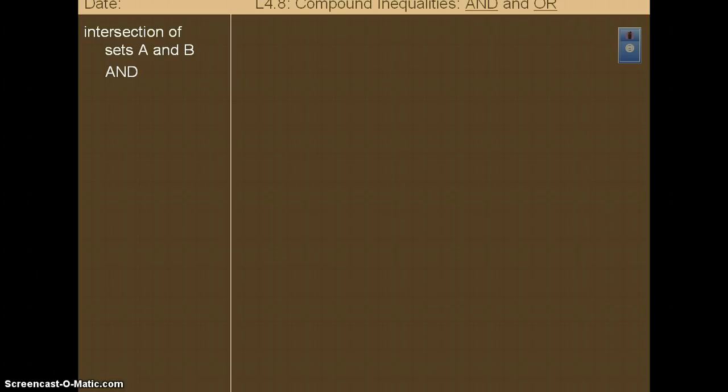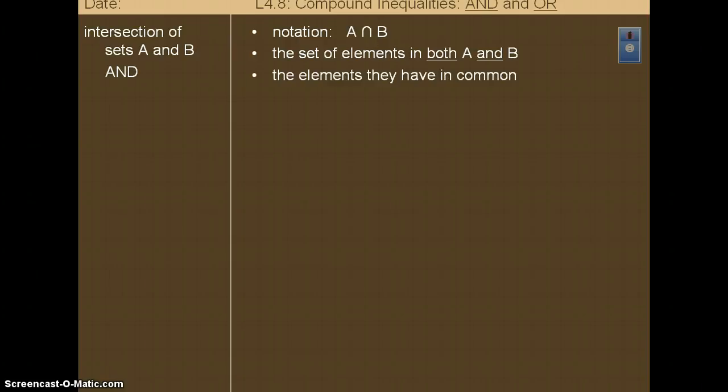So let's talk a little bit about those intersections and unions. Intersections of sets A and B. I included the word and here because that's the key word for these intersections. The notation that we use is A intersection B. The intersection kind of looks like an N. This is the set of elements that are in both A and B. Kind of 2 ways that you can think about it. One of the ways that we can think about it is that it's the elements that they have in common. In math terms, we often say the overlap of the 2 sets.